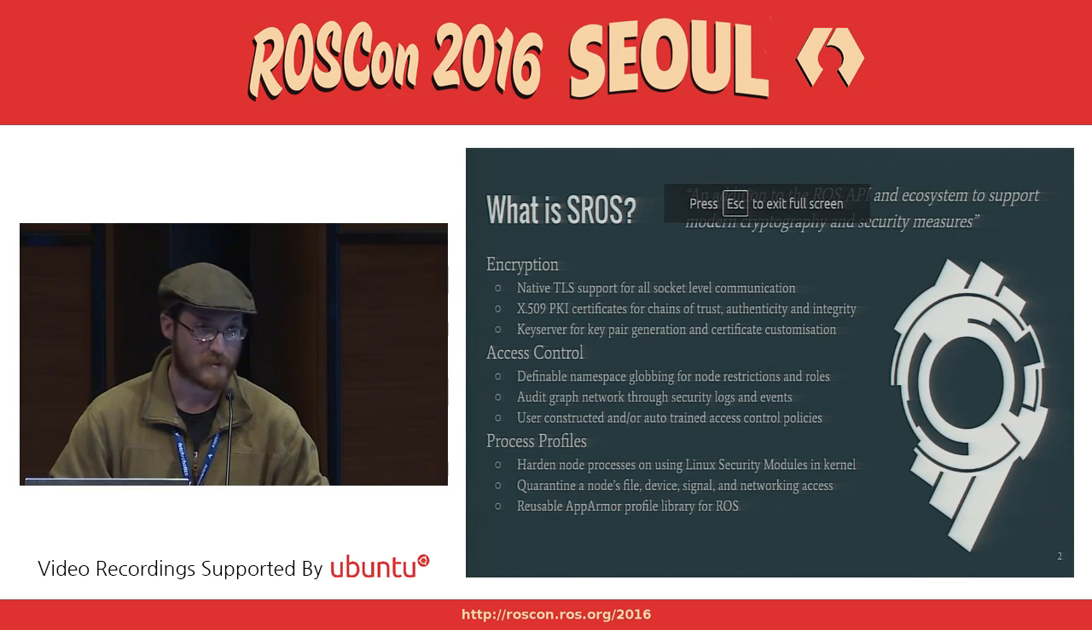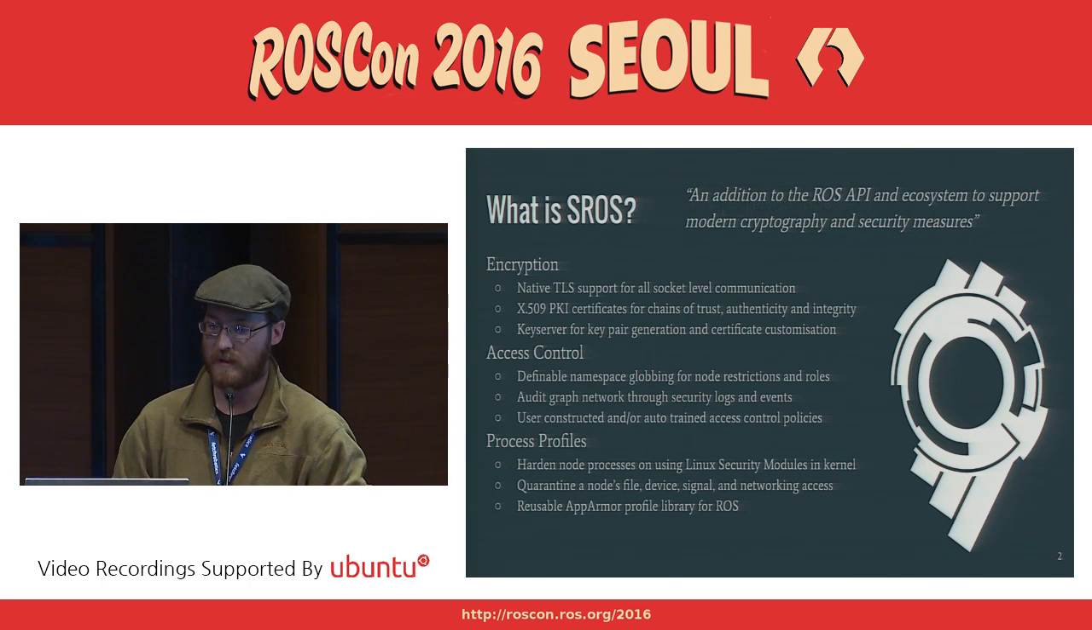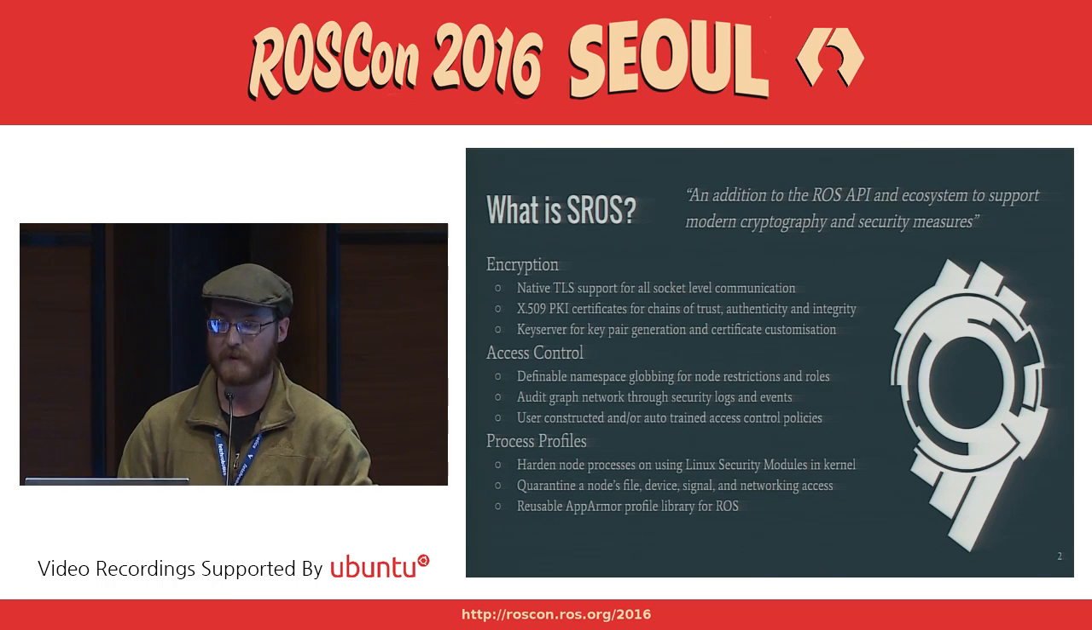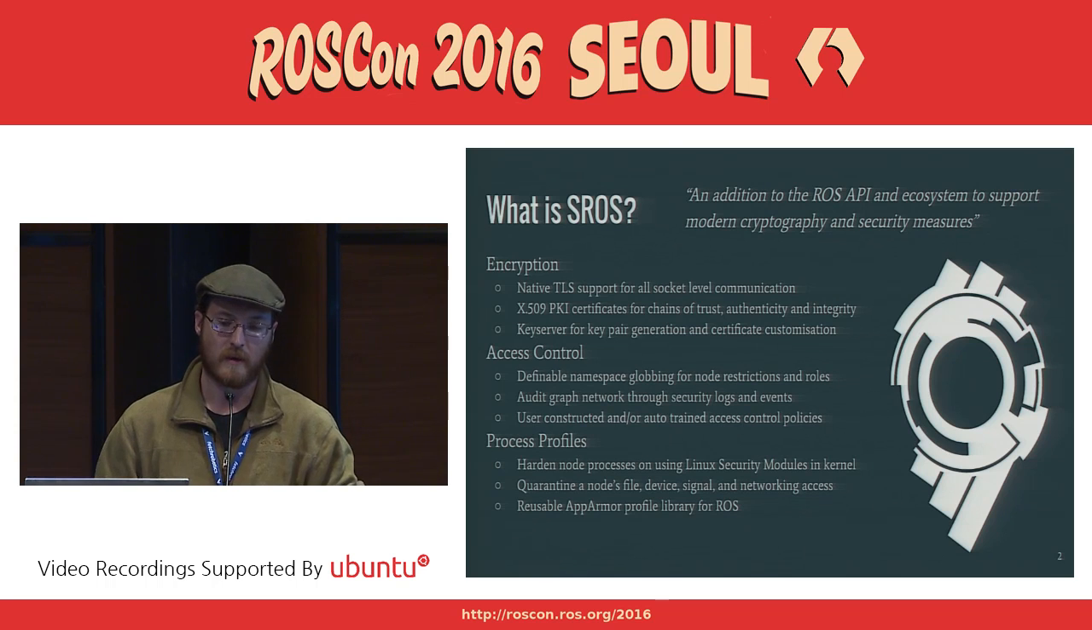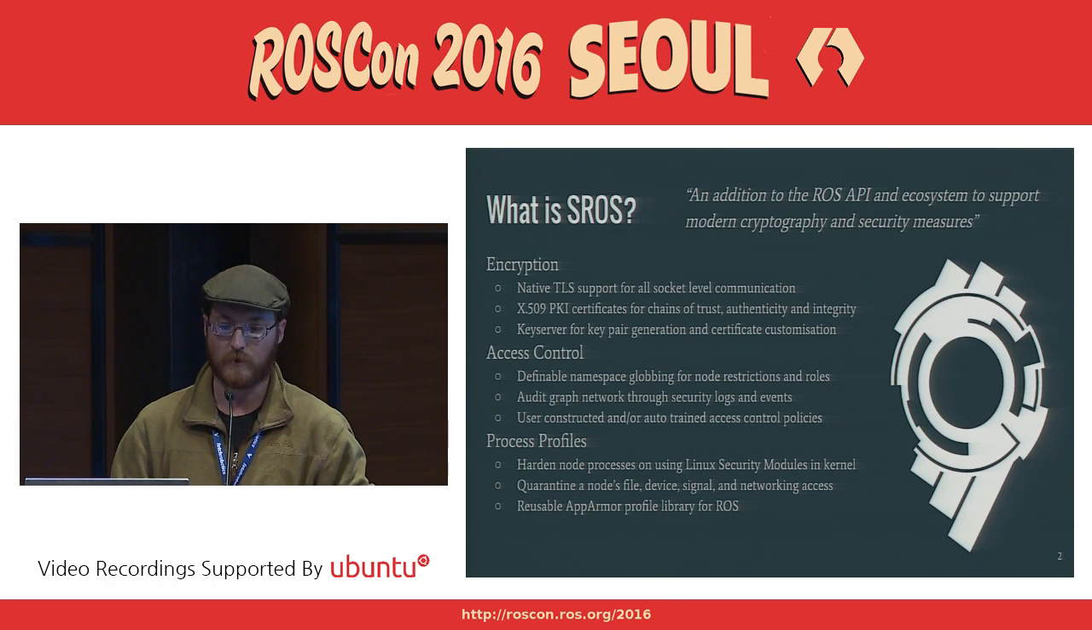All right, so what is SROS? SROS is an addition to the ROS API and ecosystem to support modern cryptographic and security measures. And so we'll be going over three main sections today: encryption, access control, and process profiles. And so what you see here is a general overview of some of the topics we'll be delving into deeper.